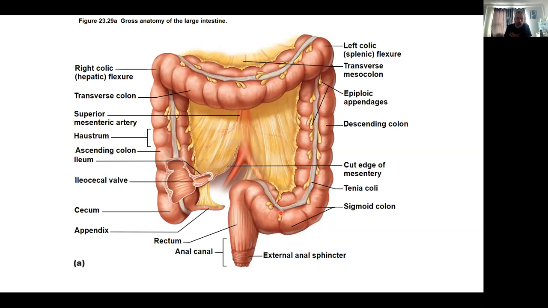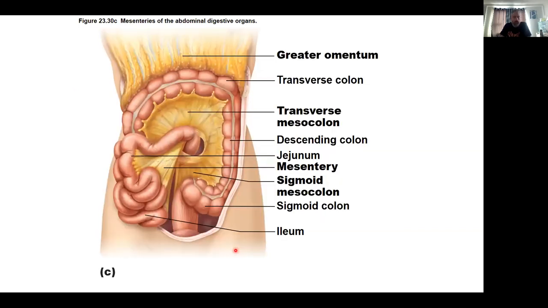Okay. This guy and this guy are intraperitoneal. All the rest of this is retroperitoneal, remember. Sigmoid colon, into the rectum, into the anal canal, and then we're done. Slightly different view here. Again, just showing us this greater omentum attached here to the transverse colon.